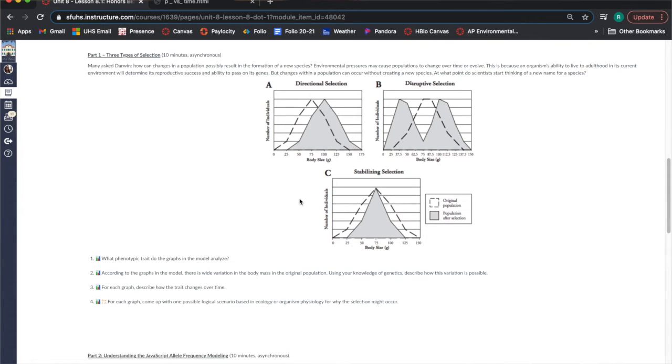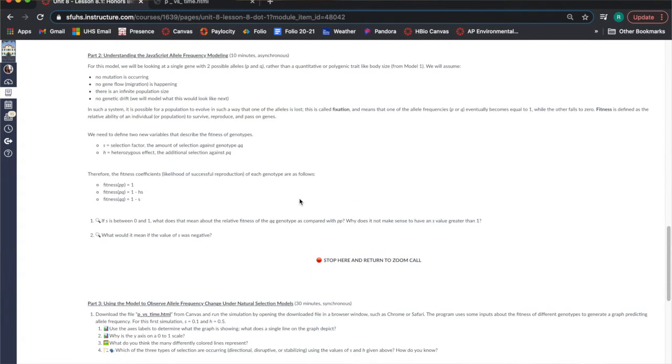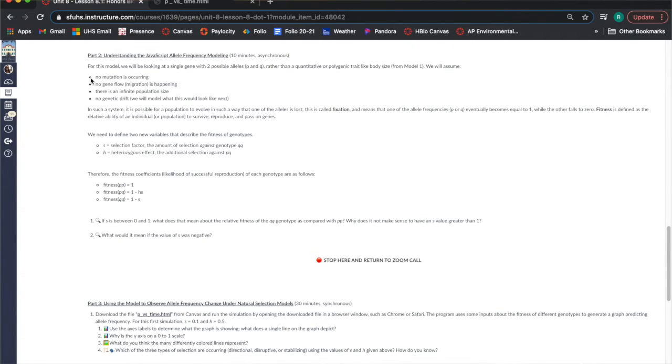But what I really want to introduce you to is understanding the model that we're going to use, which is a JavaScript allele frequency modeling tool that lets us look at a single gene with 2 possible alleles. We'll call them P and Q, just like in the Hardy-Weinberg principle, rather than just a single polygenic trait like the body size. So this is a model that's more general and allows us to model change in frequency of those alleles from one generation to the next, which is the basic definition of microevolution.